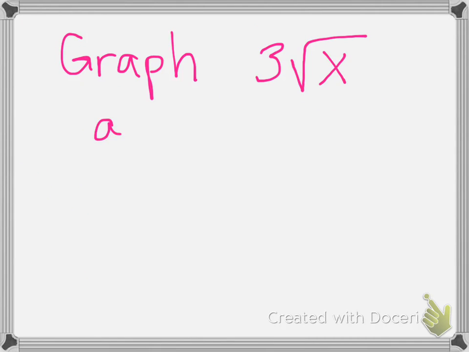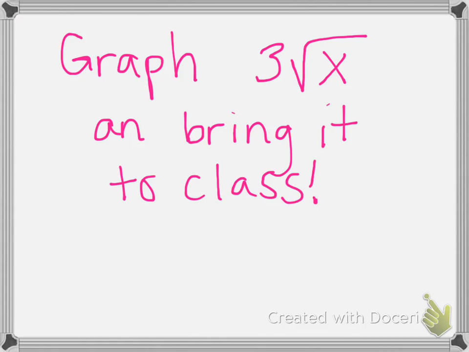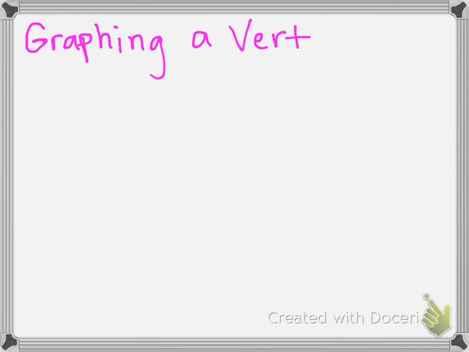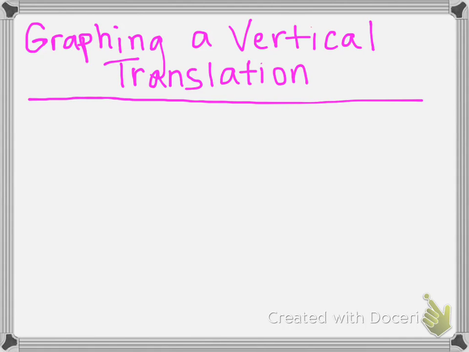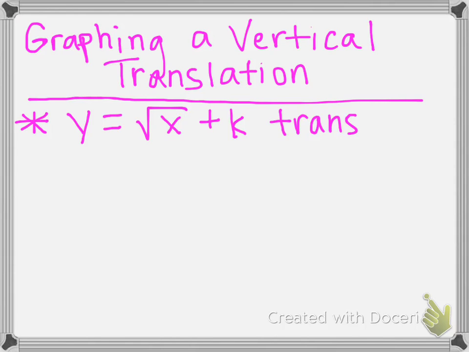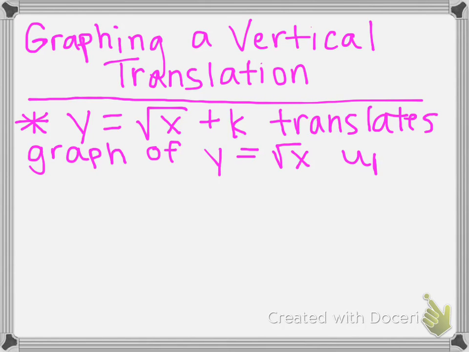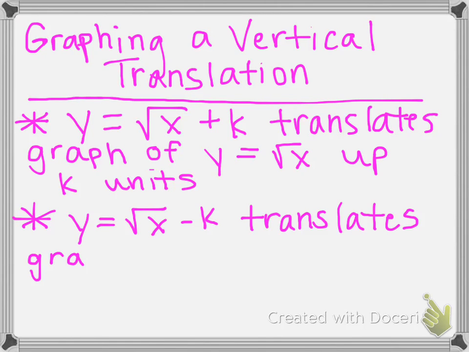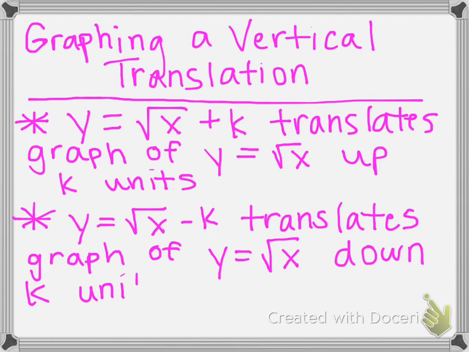Now, a couple of shortcuts. But first, I want you to graph 3 square root of x and bring it to class. And make sure you make a table to go along with it. Now, like I said, we're going to look at a couple of shortcuts. So, when we graph a vertical translation, for example, if we have y equals the square root of x plus k, this will translate the graph of y equals the square root of x up k units. Now you might remember doing this before with different equations, and it does the same thing as it did before. So if we have plus k, it'll translate it up k units, and if we have y equals the square root of x minus k, it will translate the graph down k units.